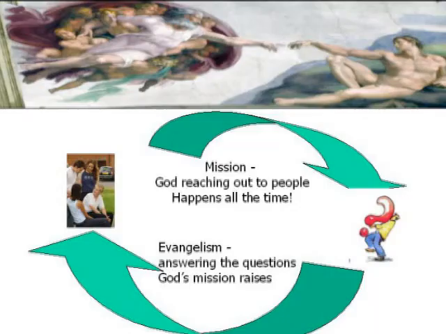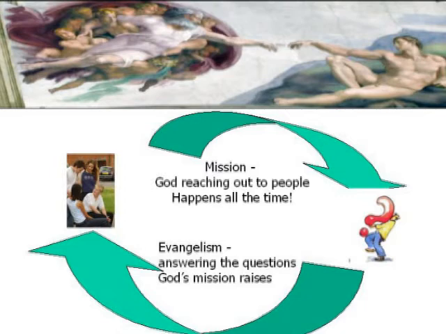And this schematic is just a reminder where I've somehow managed to juxtapose Michelangelo and the Sistine Chapel with Alpha. Again, you can use arrows in PowerPoint very easily, and it's just a very simple way of being able to convey an idea about mission, God reaching out, and evangelism, answering the questions.